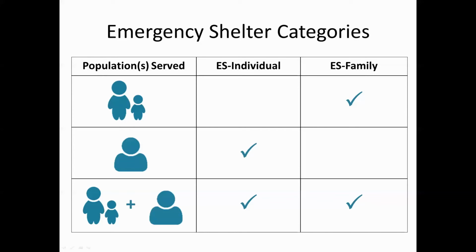If you are a shelter that served only families in the reporting period, your data should only be in the ES family category. If you're a shelter that served only individuals, your data should only be in the ES individual category. Emergency shelters that served both individuals and families will have their client data split into the 2 appropriate reporting categories.